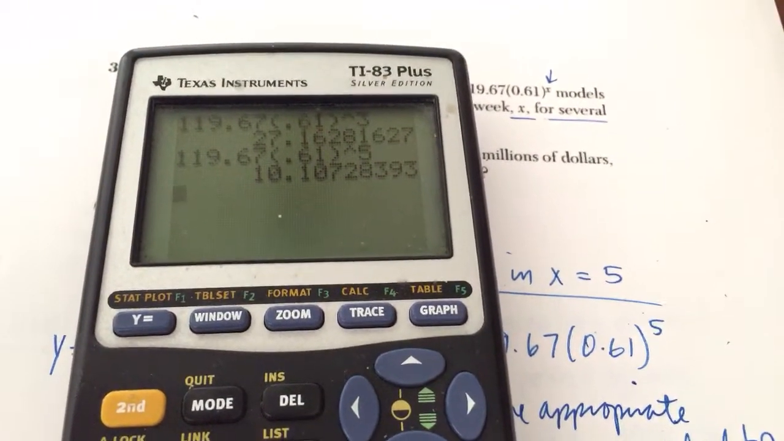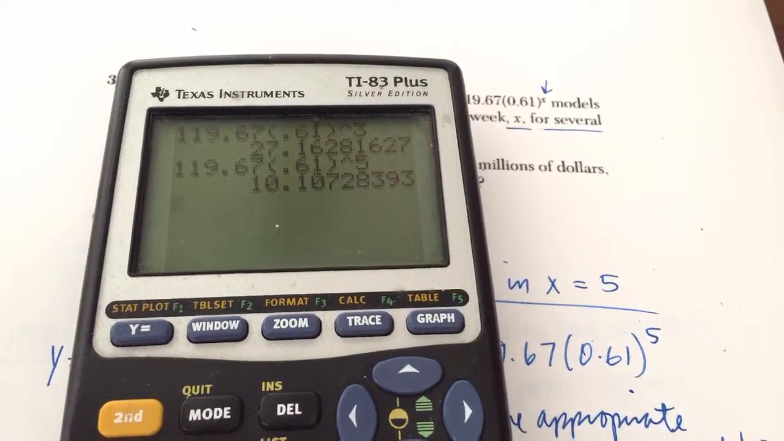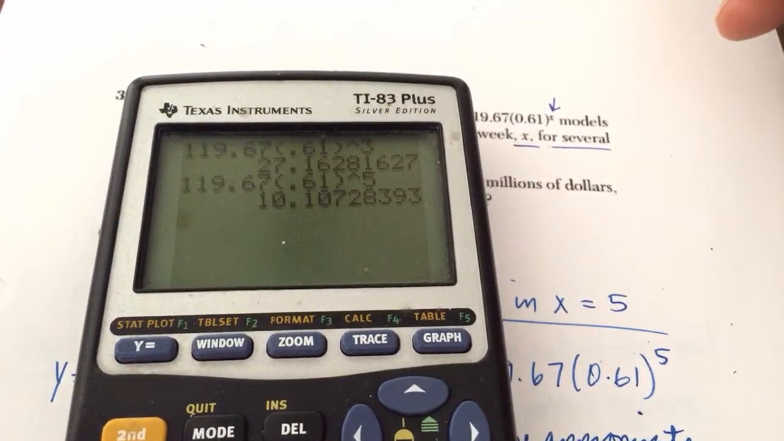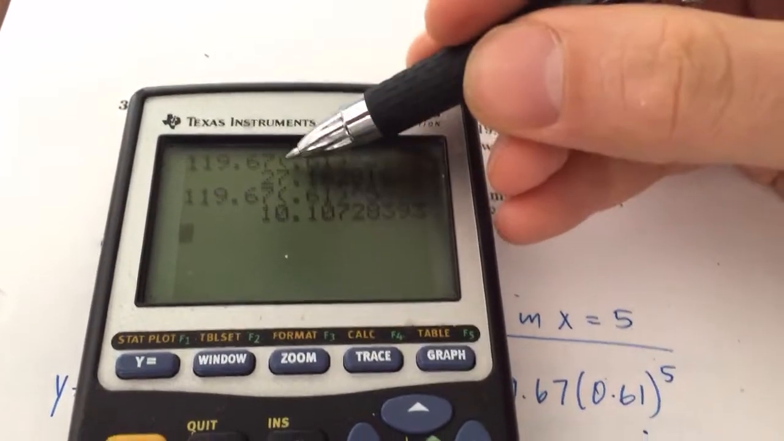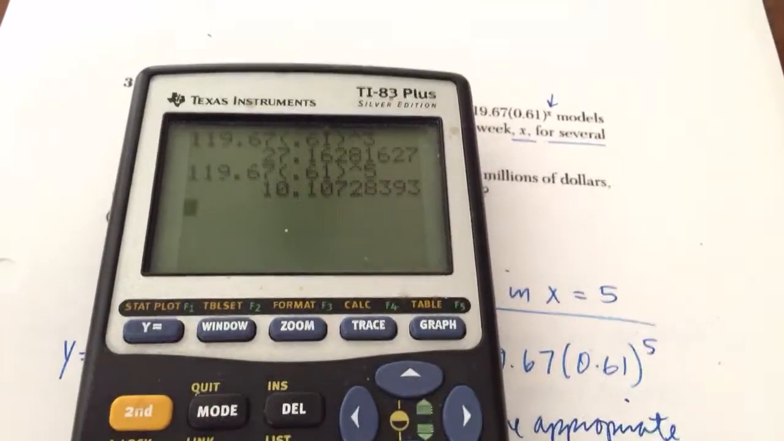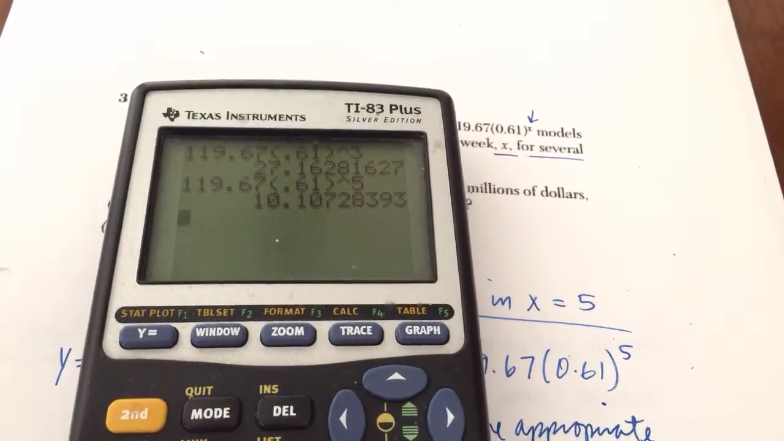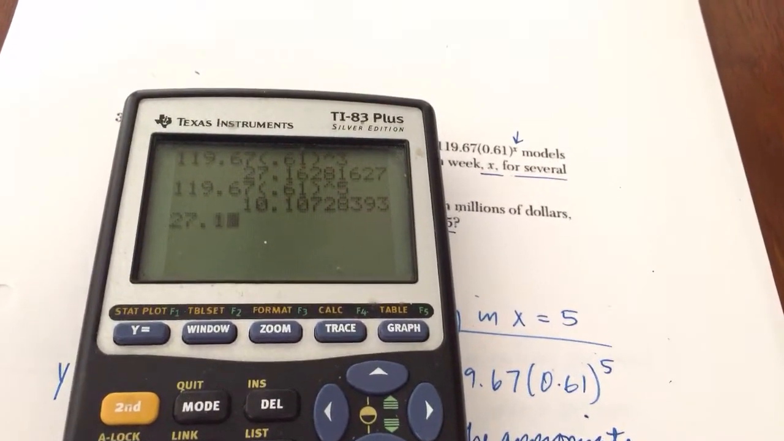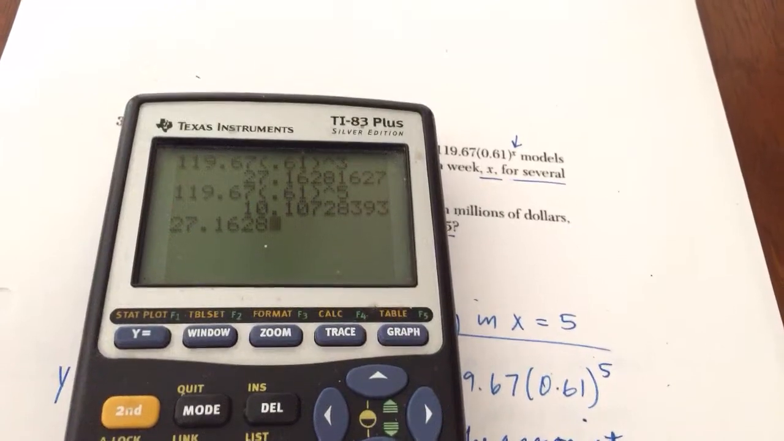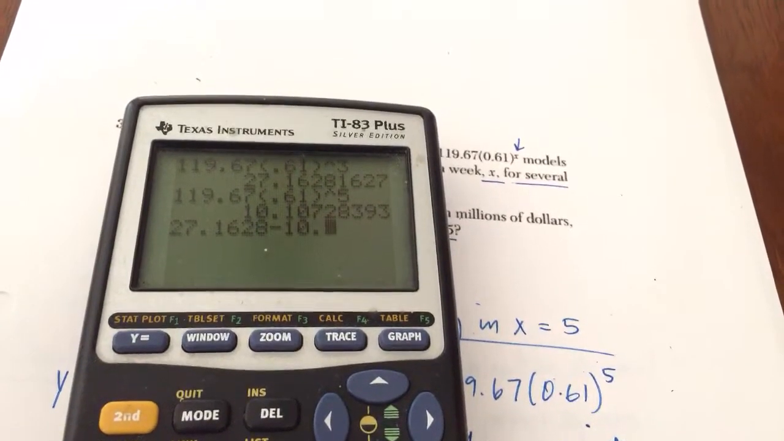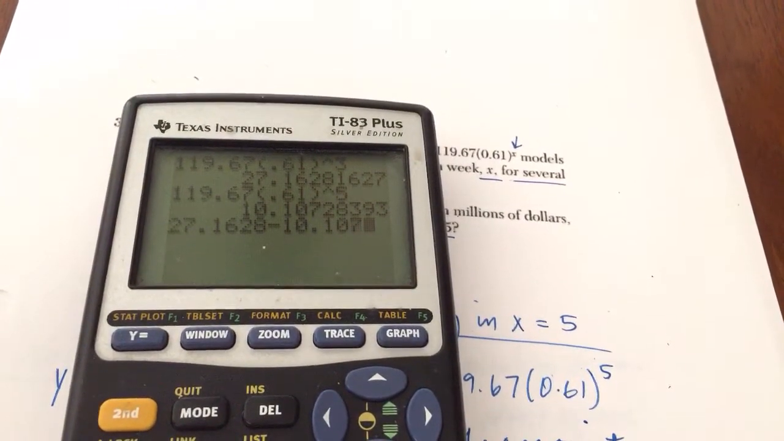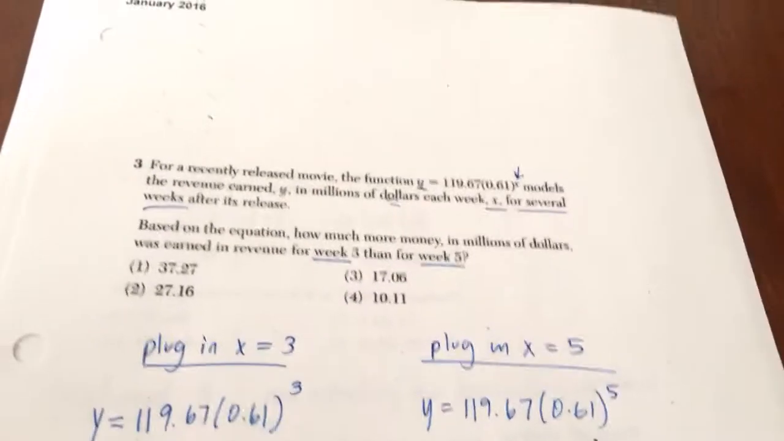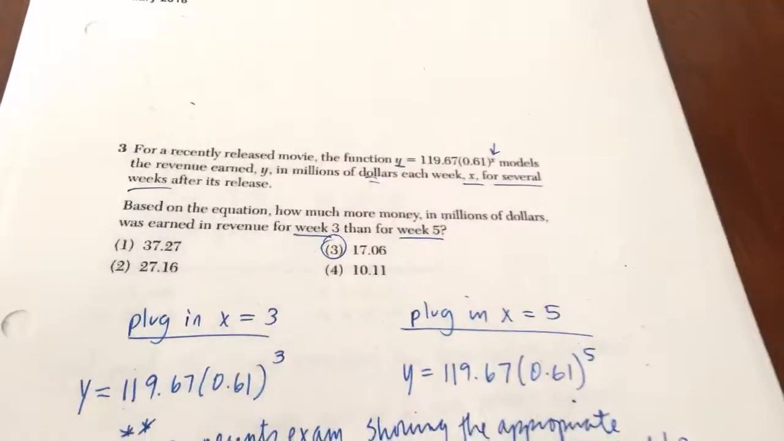So in my calculator, I do 119.67 times 0.61 to the third, and the same thing to the fifth power. Now I notice that I have 10 million and 27 million. What I'm going to do is find the difference. It says how much more money was in week 3. Okay, about 17.0558, which rounds to choice 3.